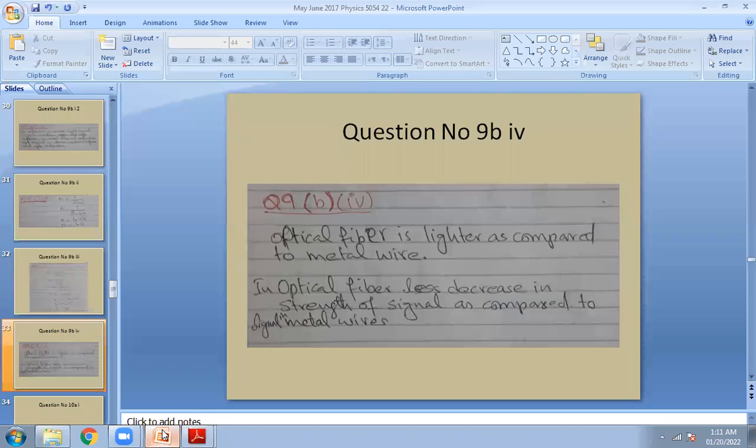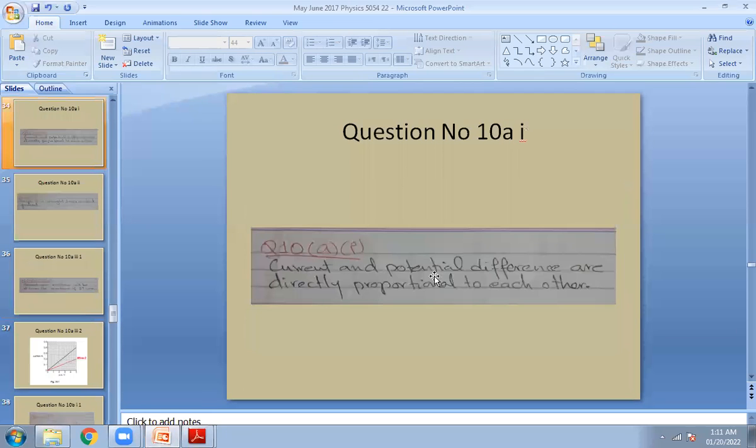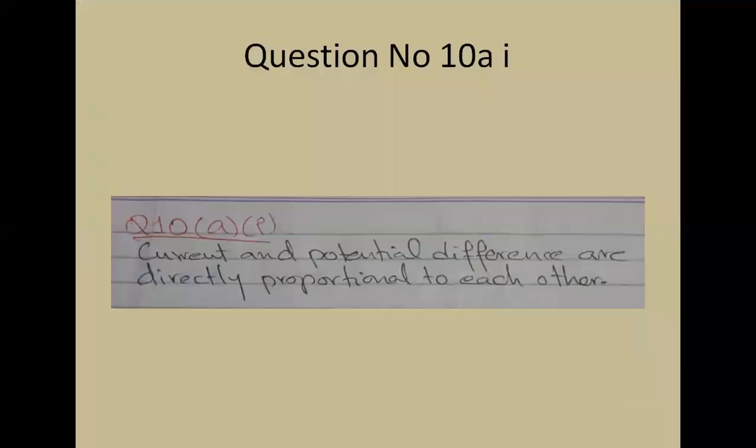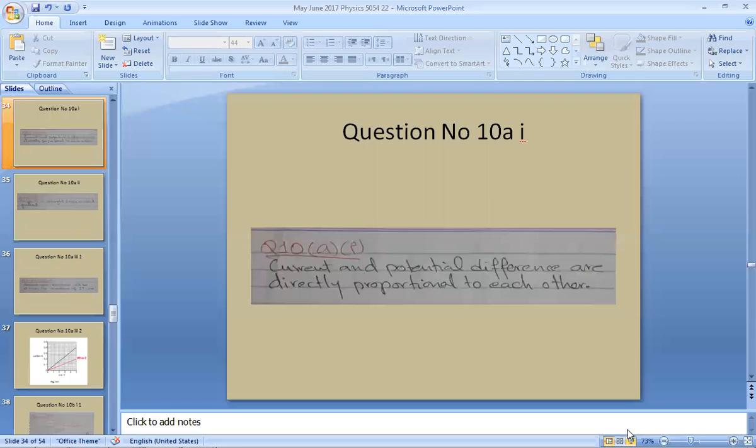Let me show you my answer. Current and the potential difference are directly proportional to each other. The graph is a straight line with a constant gradient and it is passing through the origin. So that's why we can say that current and potential difference are directly proportional to each other.